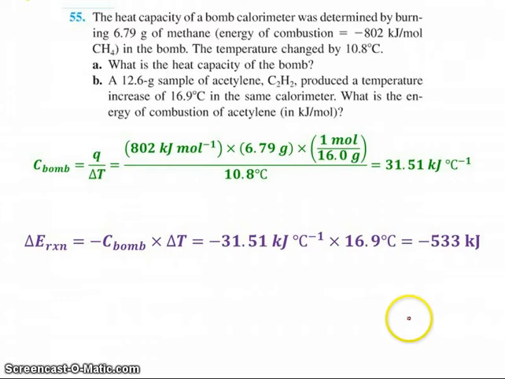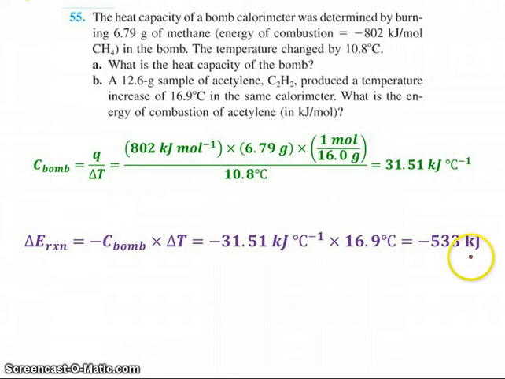Next, I want to take what I know about this calorimeter and see what a reaction does. So I'm going to take a 12.6 gram sample of acetylene, burn it inside that same bomb, and when that's burned, it raises the temperature by 16.9 degrees Celsius. And so I'm going to apply my delta E equation since we're at constant volume. The heat capacity of the bomb is such that every time it goes up by a degree Celsius, that means 31.51 kilojoules of energy has been absorbed, and I rose by 16.9 degrees Celsius. So that reaction gave off 533 kilojoules, hence the negative sign. It's combustion. It's exothermic. Should make good sense.